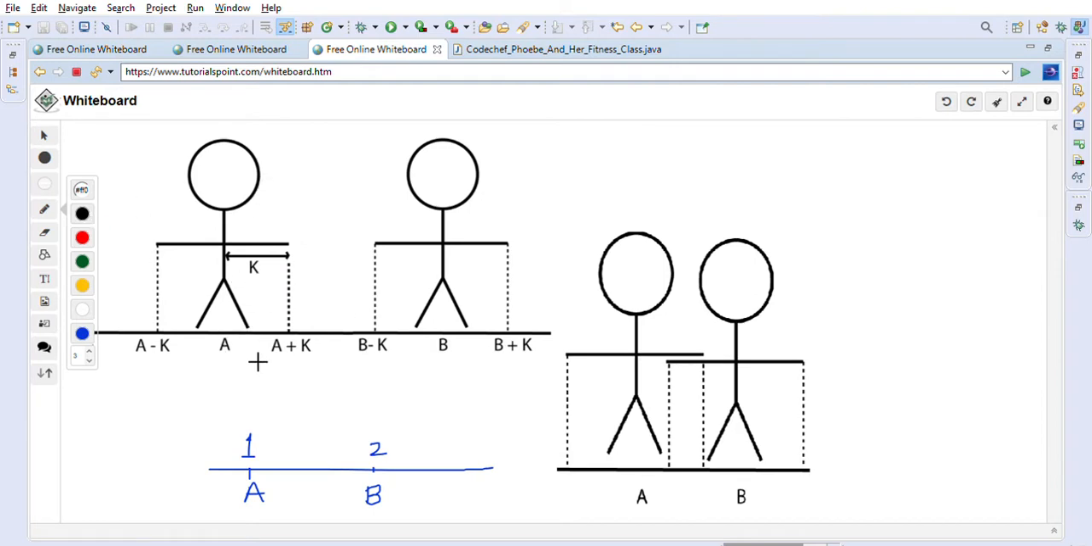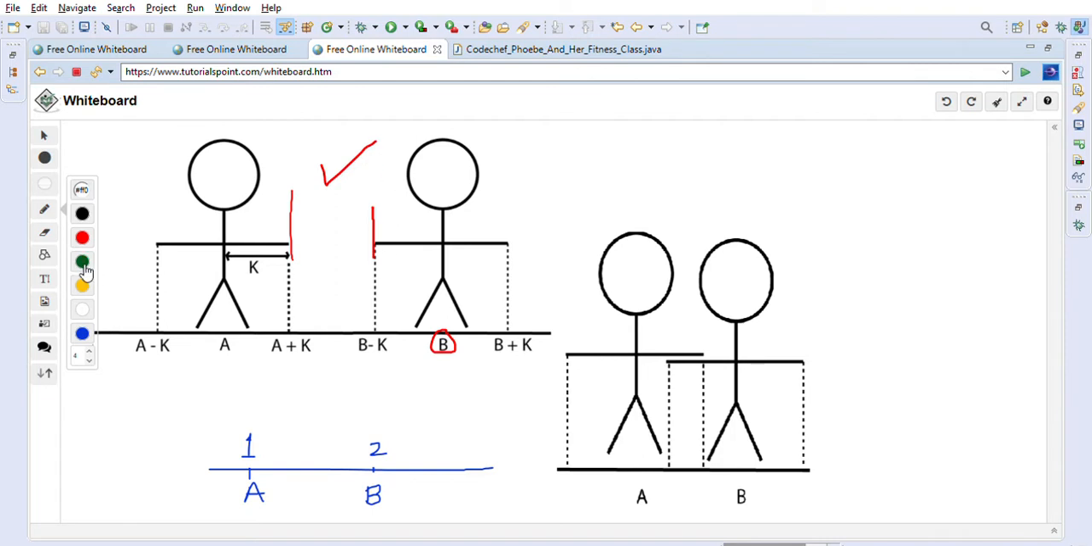Now A is standing here, so if he is raising both hands, then the length of the hand is k, right? So the hand will reach until this point, correct? Now, the person standing at B will also raise the hands for the exercise. His hand length is also k. So on the left, this hand will come until this point, right? As you can see, these are not overlapping each other. So this is an example of perfect exercise.